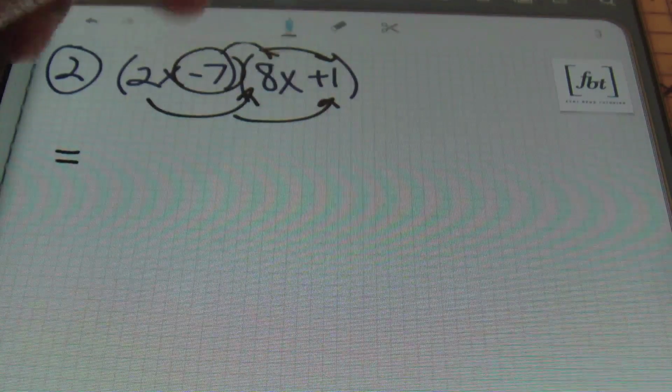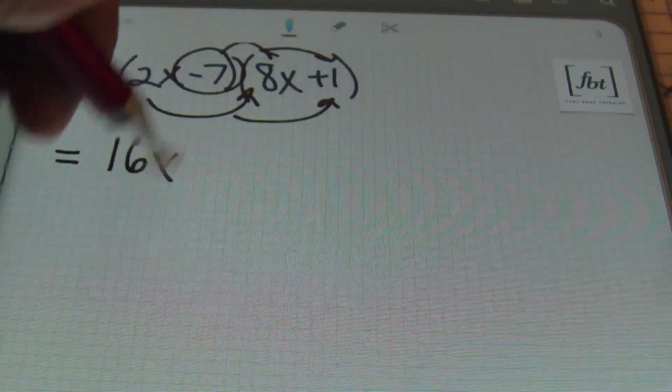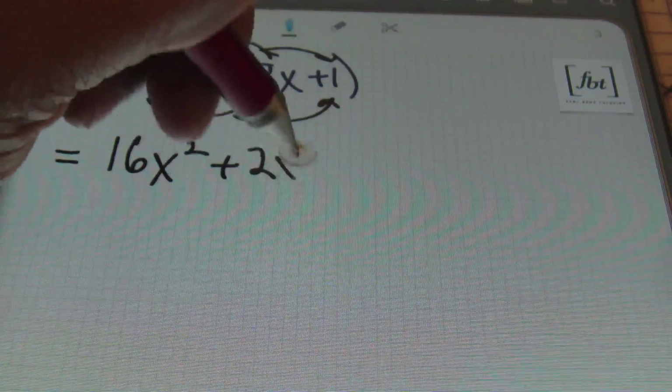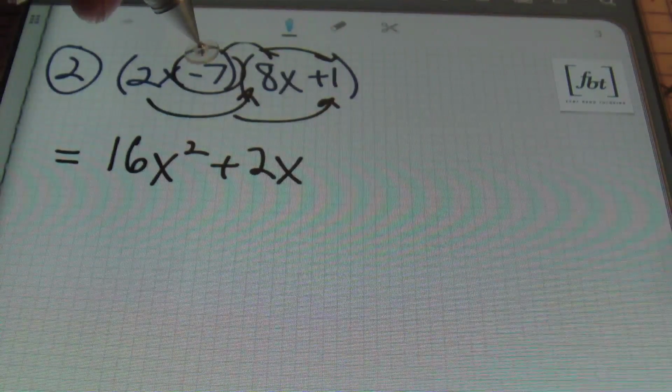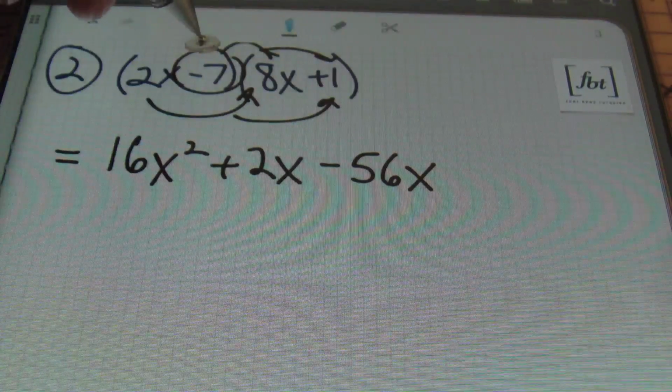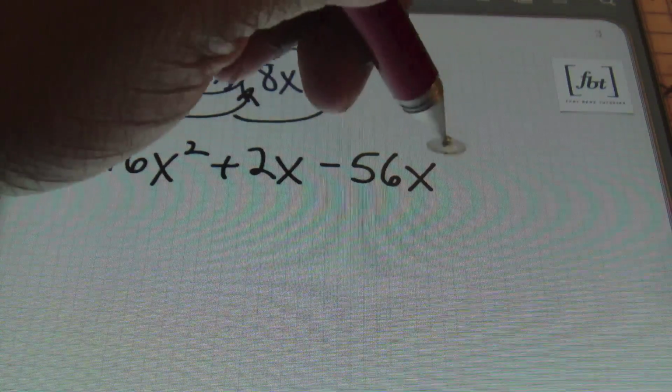So 2x times 8x gives me 16x squared. I then have 2x times 1, which is 2x. Next, I'll have negative 7 times 8x gives me a negative 56x. And then I have negative 7 times 1, which is negative 7.